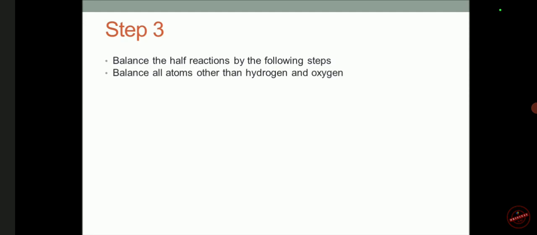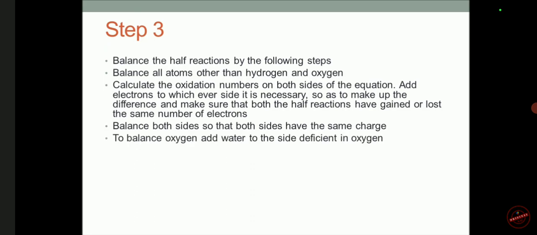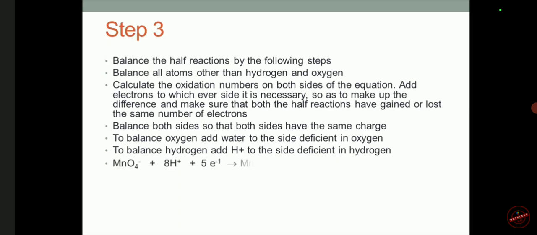Balance the half reactions. Balance all atoms other than hydrogen and oxygen. Calculate the oxidation numbers on both sides of the equation. Add electrons to whichever side it is necessary to make up the difference and make sure both half reactions have gained or lost an equal number of electrons. Balance both sides so that the total charge on the left and right are the same. To balance oxygen atoms, add water molecules on the side deficient in oxygen, and on the side deficient in hydrogen, add H+ ions because the reaction is being balanced in this acidic medium.